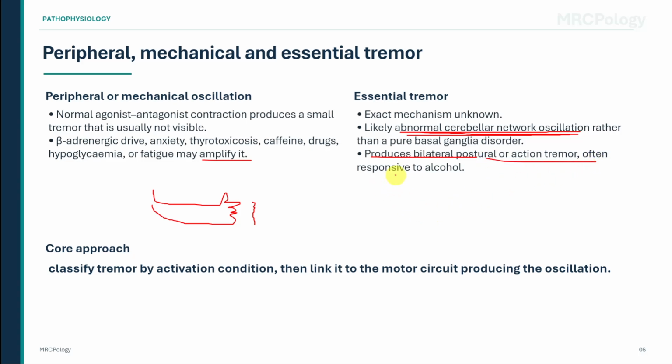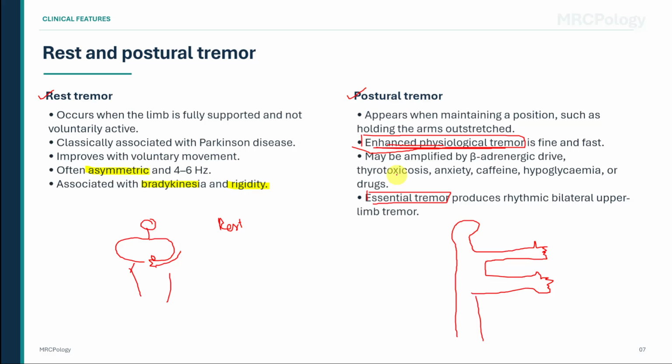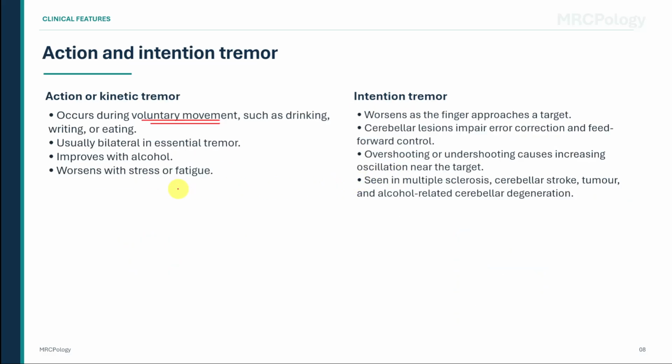A task-specific tremor appears mainly during one particular activity, such as writing or playing a musical instrument. Examine for abnormal posturing because some task-specific tremors are associated with dystonia.